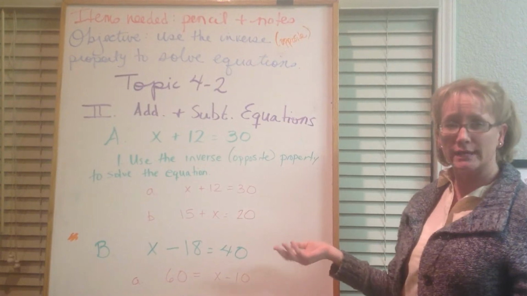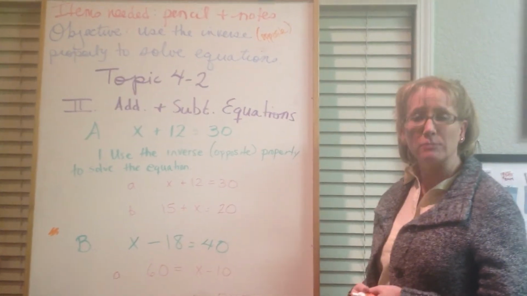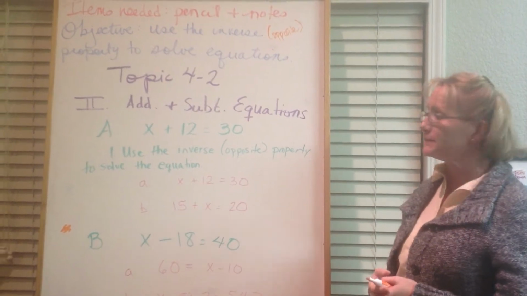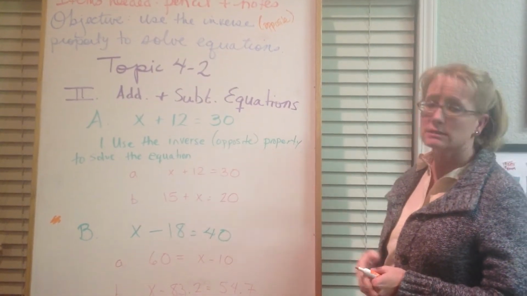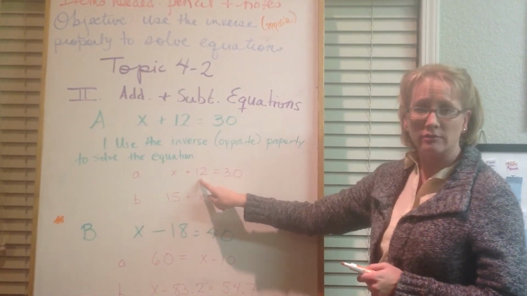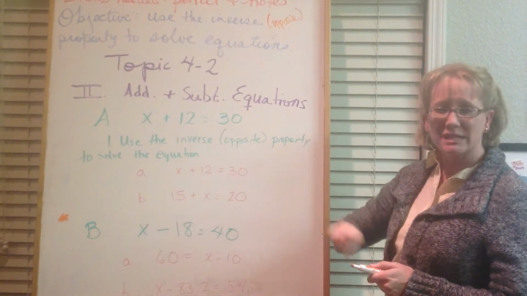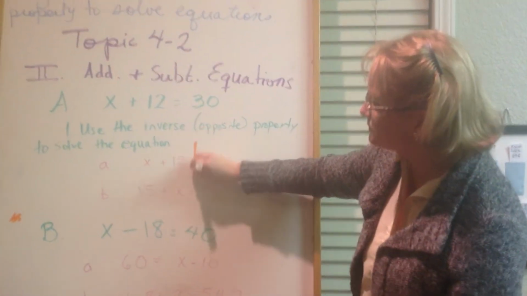Well, some of you might know the answer, and some of you don't. I'm going to show you how to find the answer, so when the math problems get harder, you'll know how to find them. We're going to find them by using the inverse or the opposite property to solve the equation. So here's my math problem again. X plus 12 equals 30. The equal sign is sort of like a big wall. I'm going to draw a line for the equal sign.